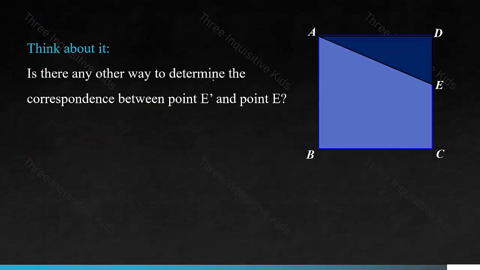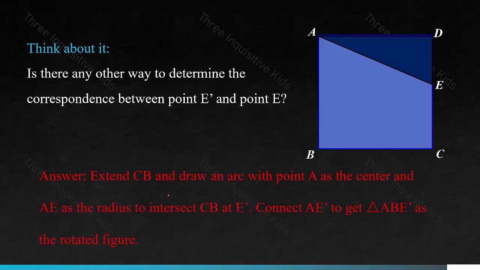Is there any other way to determine the correspondence between point E prime and point E? We can extend CB and draw an arc with point A as the center and AE as the radius to intersect CB at E prime. Connect AE prime to get triangle ABE prime as the rotated figure. What they're saying is they're going to extend CB, and they're going to use one of those compasses, one of those geometric tools, and they're going to measure the radius as AE and then start drawing an arc to try to get E prime.